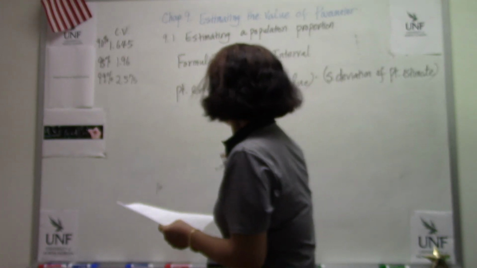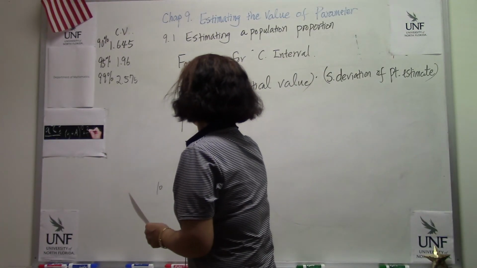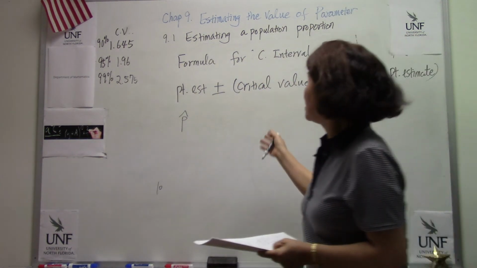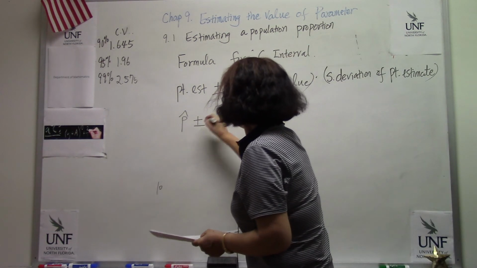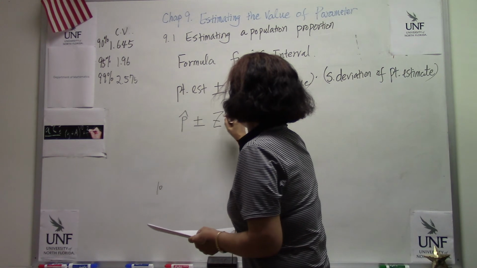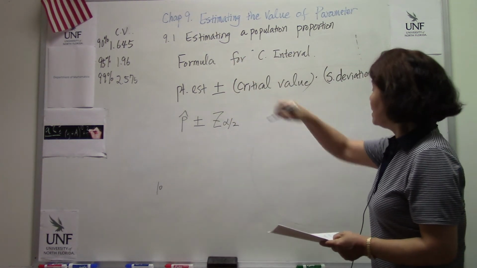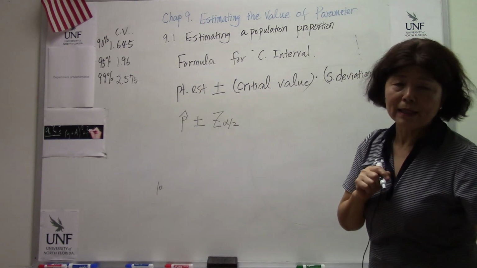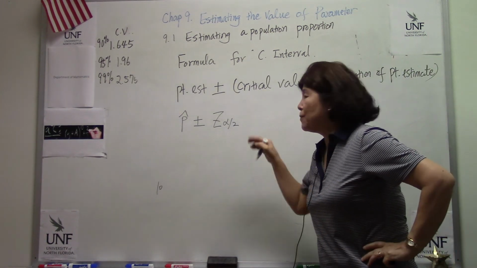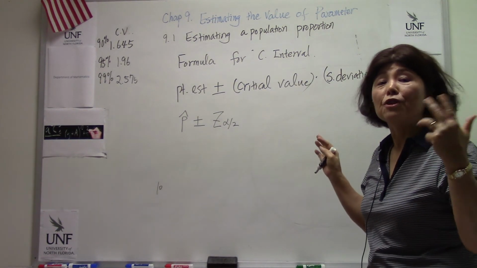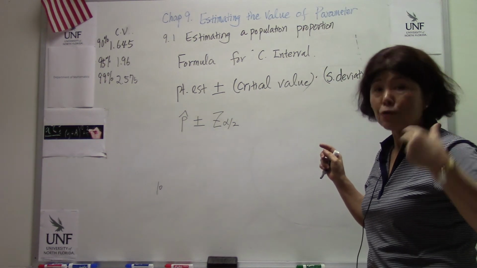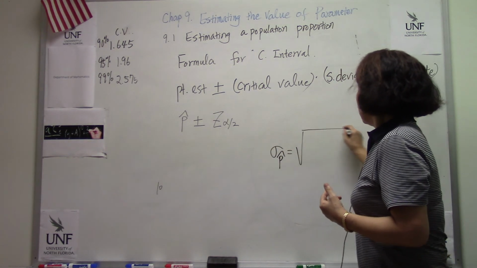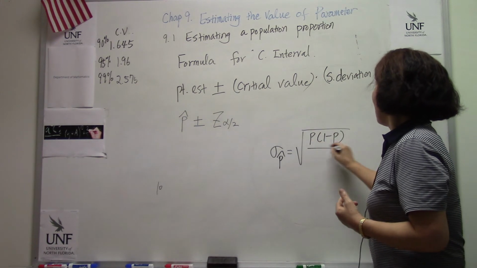So more precisely, in our case for today, we are estimating the population proportion, okay? So it is going to be p hat plus or minus critical value, which is z sub alpha over 2. Remember that? And the standard deviation of a point estimate. Well, you remember from last chapter, the sampling distribution of sample proportions. So what was the standard deviation? Square root of p times 1 minus p over n.